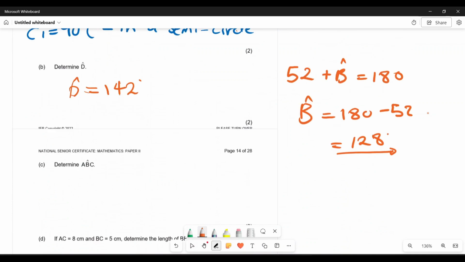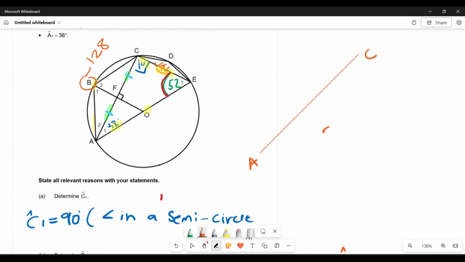So they're telling me that our AC was given as 8 centimeters. So the whole of AC is 8 centimeters. And now remember your AC, right? So here I have F. This is the point that I need to mention most importantly. Remember before when we started, I said your AF will be equal to your FC, right? And why is that?